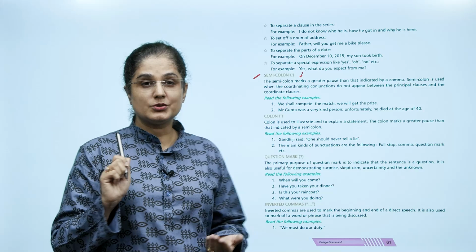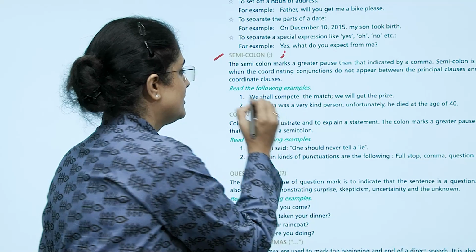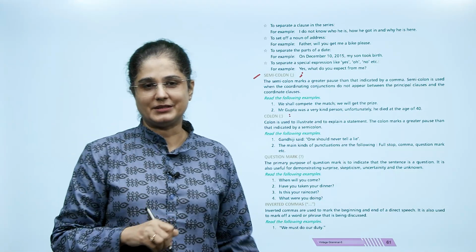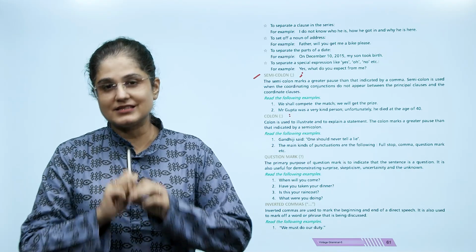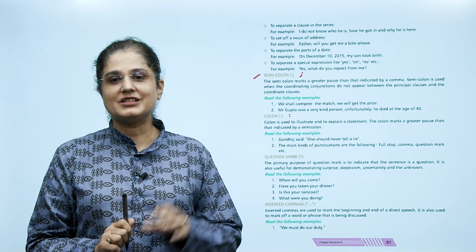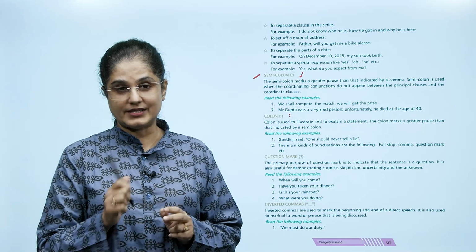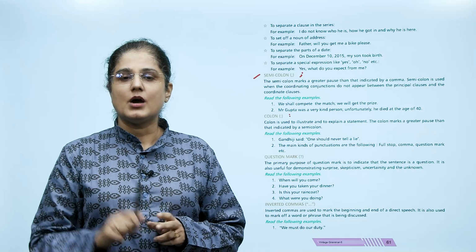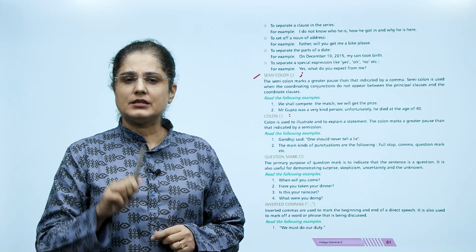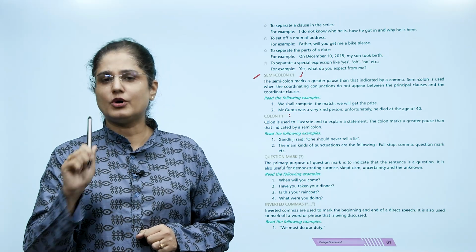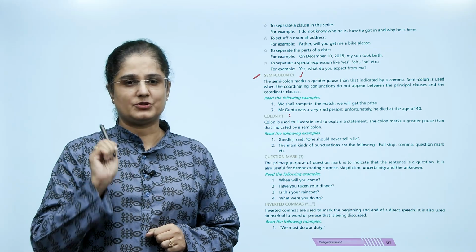Now, let us look at the usage of colon. So, for colon you have two dots, one under the other. Colon is used to illustrate and to explain a statement. The colon marks a greater pause than that indicated by a semicolon. For example, Gandhiji said, one should never tell a lie. Another example, the main kinds of punctuations are the following: full stop, comma, question mark, etc.